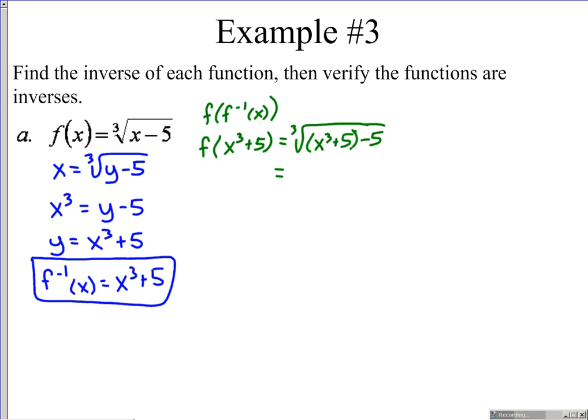Simplify. Underneath the radical, we get x cubed plus 5 minus 5. The 5's cancel. Cube root of x cubed is just x. So we've shown it's true in one direction. Now I need to find f inverse of f of x. That's f inverse of, what's f of x equal to? The cube root of x minus 5.